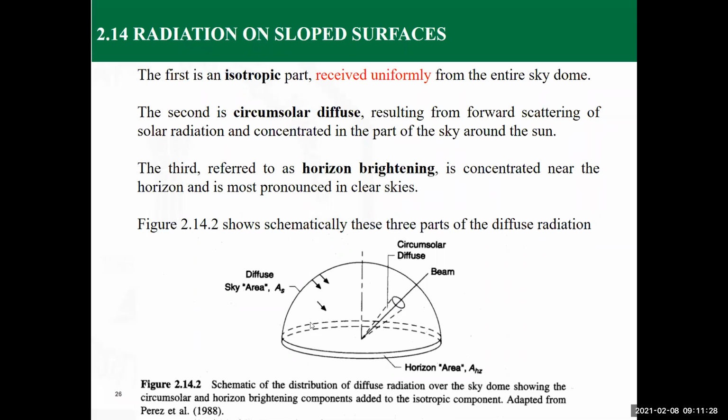The third component is the horizontal component, which is taking care of all the objects that are around it. The objects are basically at low temperature compared to the sun, so it's a long wavelength radiation sort of.